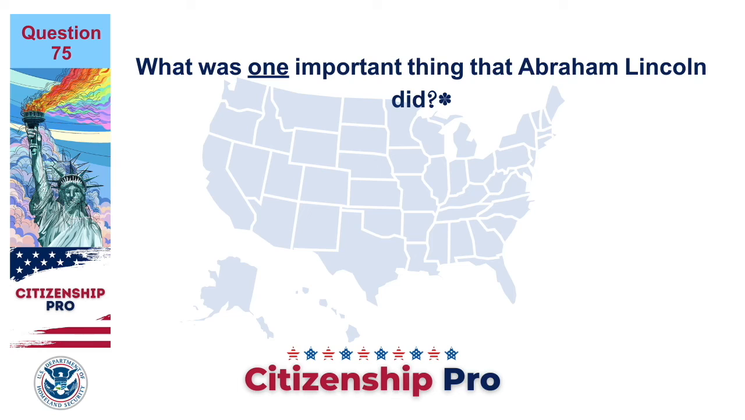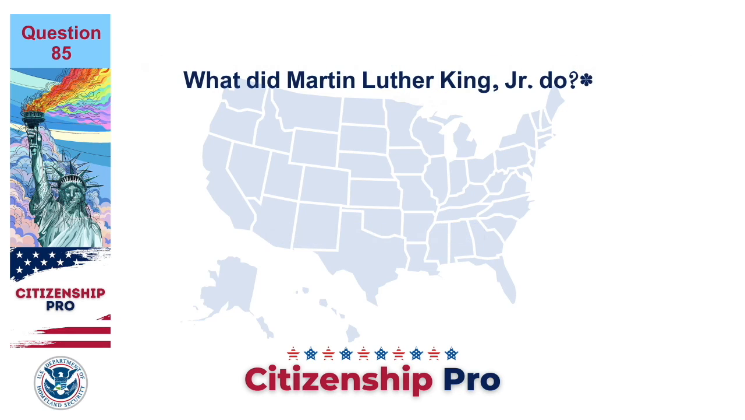What was one important thing that Abraham Lincoln did? Freed the slaves. What did Martin Luther King Jr. do? Fought for civil rights.